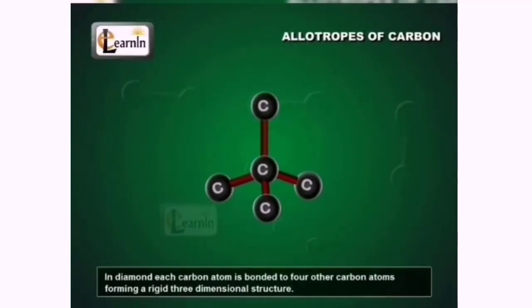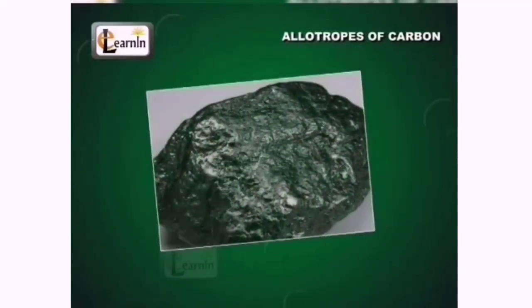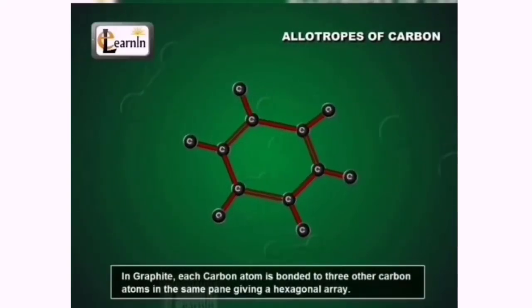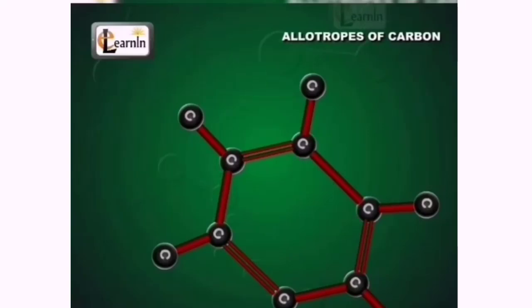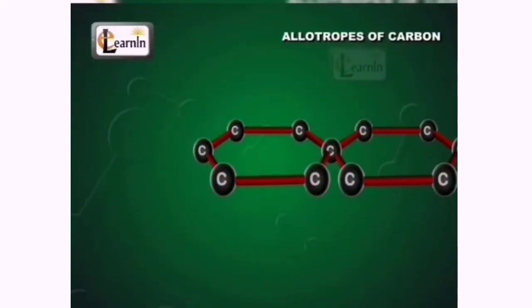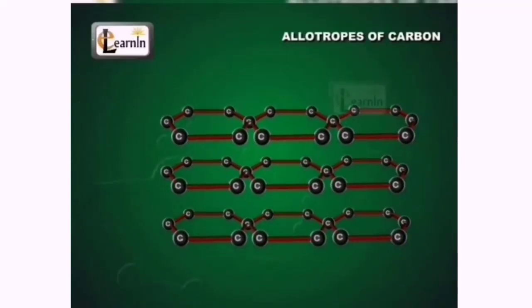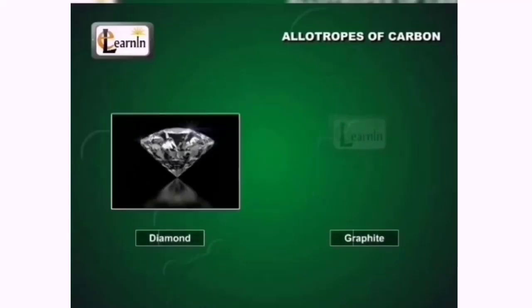Each carbon atom is bonded to 4 other carbon atoms, forming a rigid 3-dimensional structure, making diamond the hardest known substance. Whereas in graphite, each carbon atom is bonded to 3 other carbon atoms in a hexagonal pattern. The carbon atoms are joined with the help of a double bond. They are arranged in layers, one above the other, forming a regular hexagonal pattern.